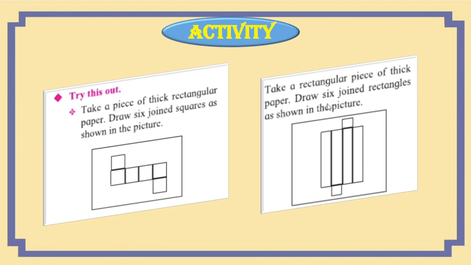Okay, here also take a rectangular piece of thick paper, draw 6 joined rectangles as shown in the figure, elongated. Okay, elongated lines you have to draw. Okay, then you have to fold this figure on the thickened lines. Again observe which box you will get. Okay? This you have to do at your home. Please try to do. Okay?